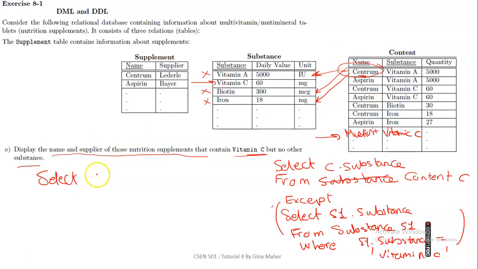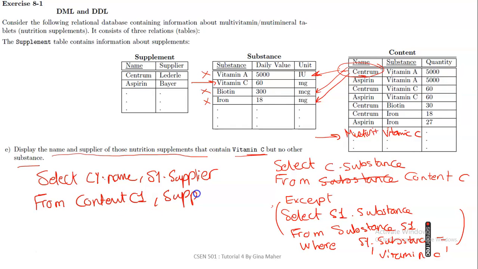The name can be extracted from content C1.name, and the supplier from supplement S1.supplier from content C1, supplement S1, where the name is equal to the name, because we want to relate them, and this query not exist.